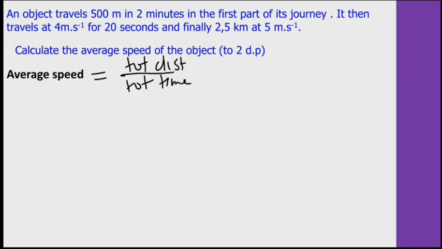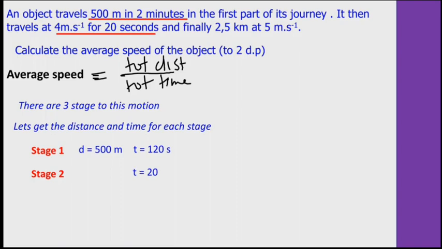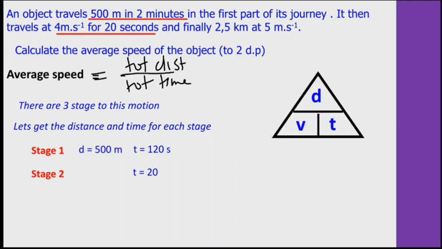Okay? So there are 3 stages to this motion. Can you see that there are 3 stages? So let's get the distance and time for each stage. Stage 1, 500 meters in 2 minutes. So the distance is 500. The time, 2 minutes, is 120 seconds. Stage 2, 4 meters per second for 20 seconds. So the time we can tell is 20 seconds. The distance, how are we going to get the distance? Well, we know that distance is going to be speed times time. So it's going to be 80 meters.